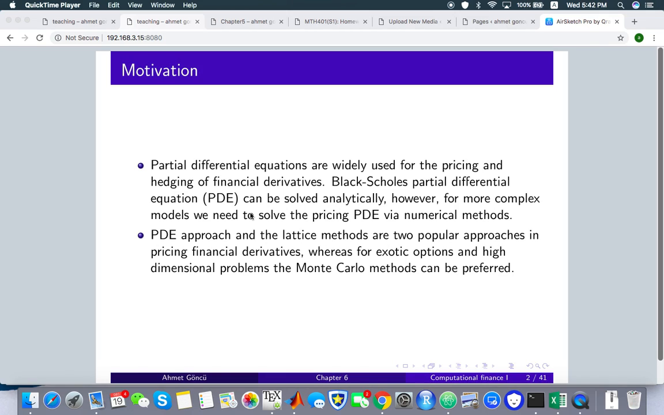Basically, the PDE approach is quite powerful for pricing different types of financial derivatives, except for high-dimensional problems. If we have high-dimensional problems, or some more complex payoff functions, then actually the Monte Carlo method, which again we will cover, is going to be our main method.